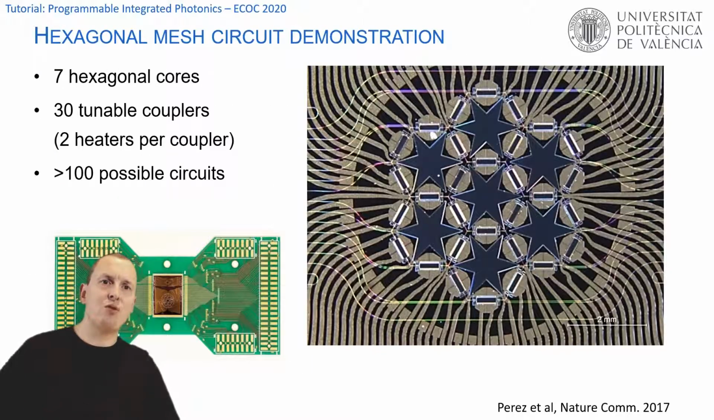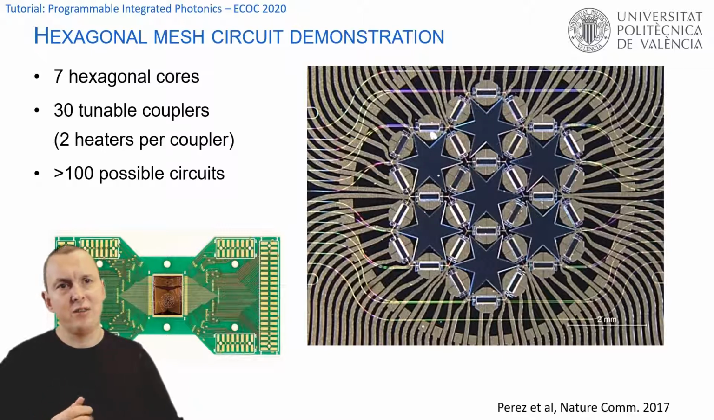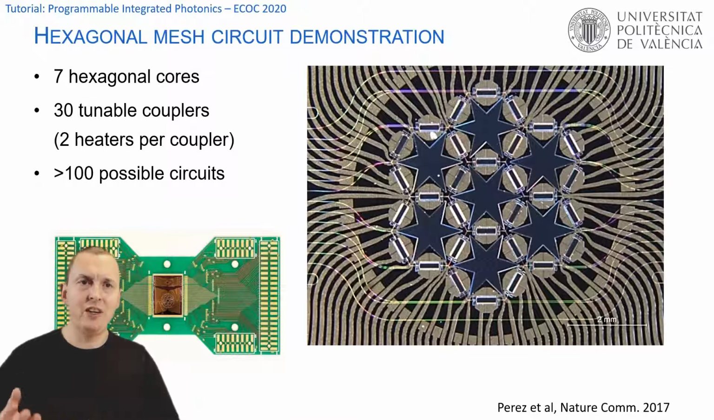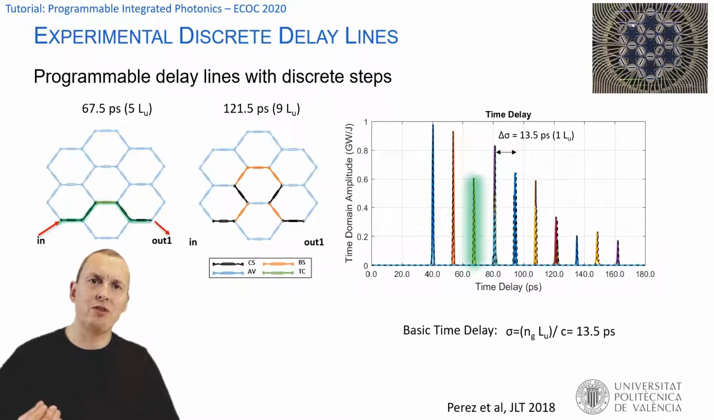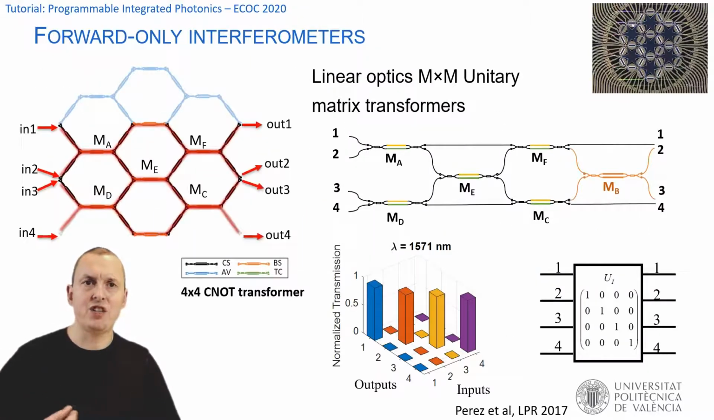Now, the first demonstration of such a circuit was done by the Polytechnical University of Valencia in the group of José Capmany, where they built a 7 hexagonal cells, programmable circuit. And already this small circuit allows you to do 100 different functions. For instance, you can do different delays by just routing through different edges.